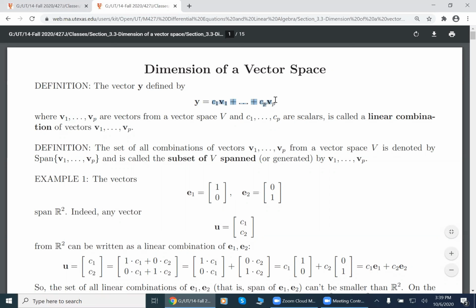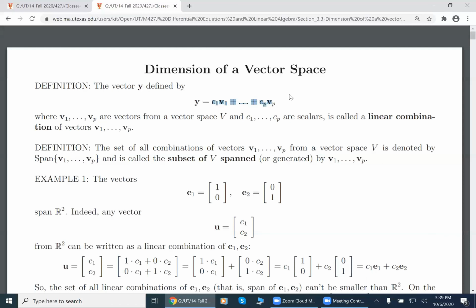So on the right hand side, we have a linear combination of vectors V1 and so on Vp. If it is possible to find numbers C1 and so on Cp such that this is equal to this, we say that y is a linear combination of vectors V1 and so on Vp. Now, compare definition 1 and definition 2. Over here on the right hand side, we have some linear combination of these vectors.